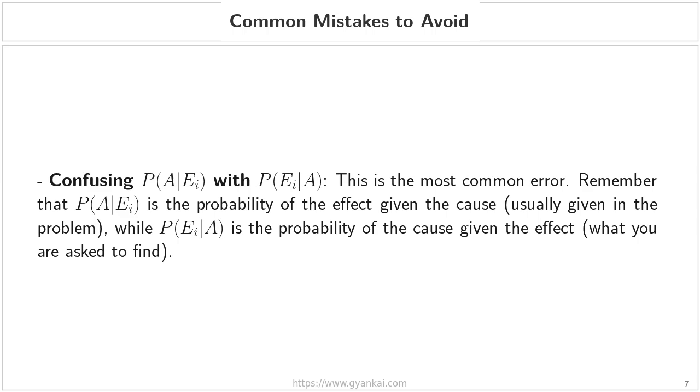Remember, the probability of A given E sub i represents the probability of the effect occurring, given that a specific cause has already happened. This is usually the information provided to you in the problem statement. On the other hand, the probability of E sub i given A is what we are actually trying to find, the probability that a specific cause was responsible now that we have observed the effect. Always ask yourself, am I looking for the cause, or am I looking at the outcome?